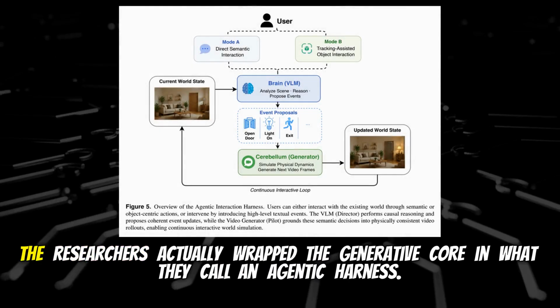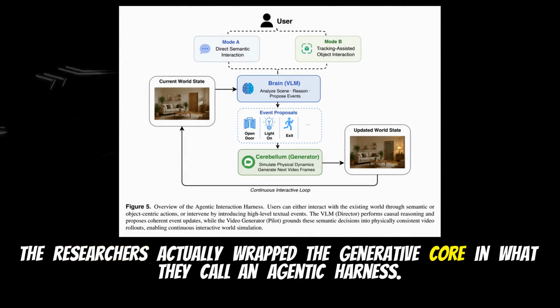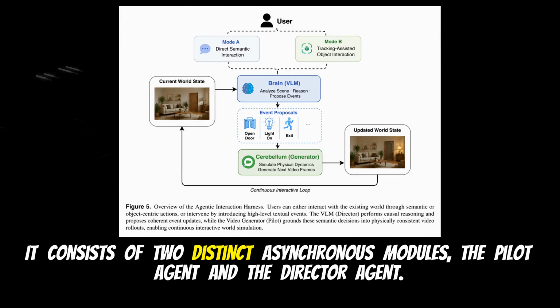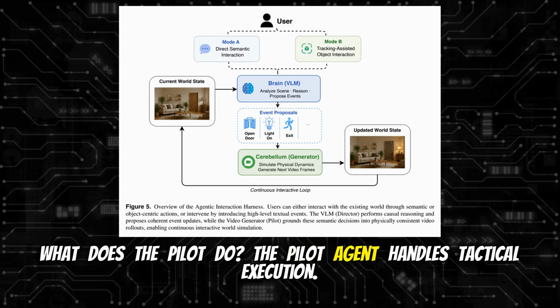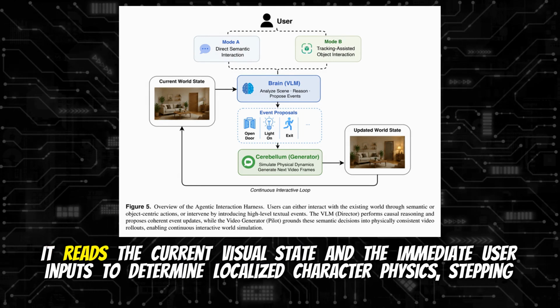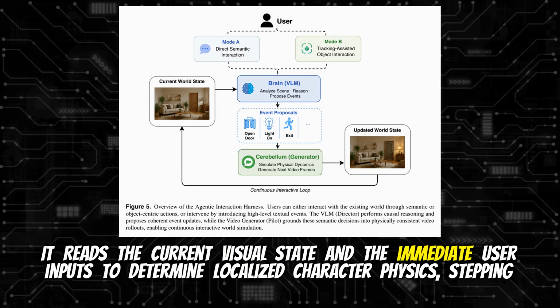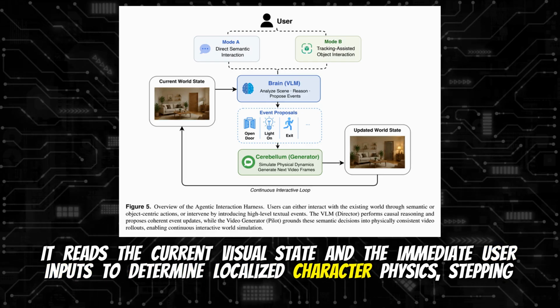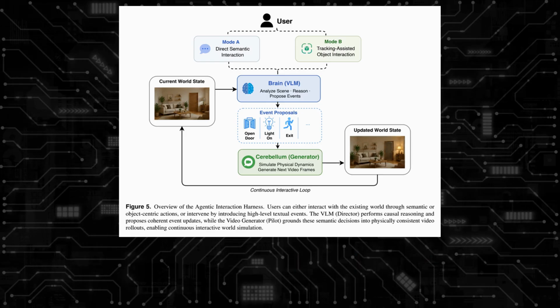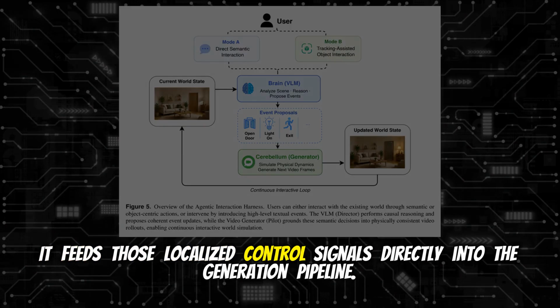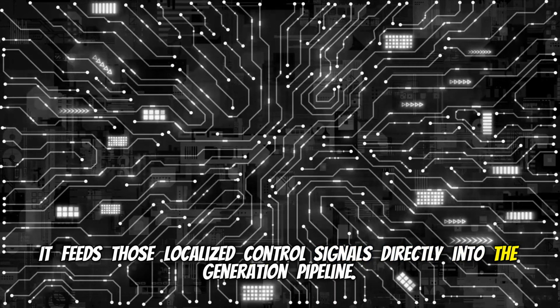That's spot on. The researchers actually wrapped the generative core in what they call an agentic harness. It consists of two distinct asynchronous modules, the pilot agent and the director agent. Okay, what does the pilot do? The pilot agent handles tactical execution. It reads the current visual state and the immediate user inputs to determine localized character physics: stepping forward, blocking an attack, picking up an item. It feeds those localized control signals directly into the generation pipeline.